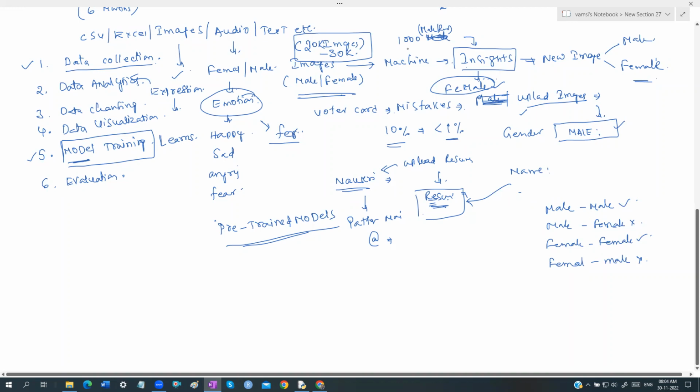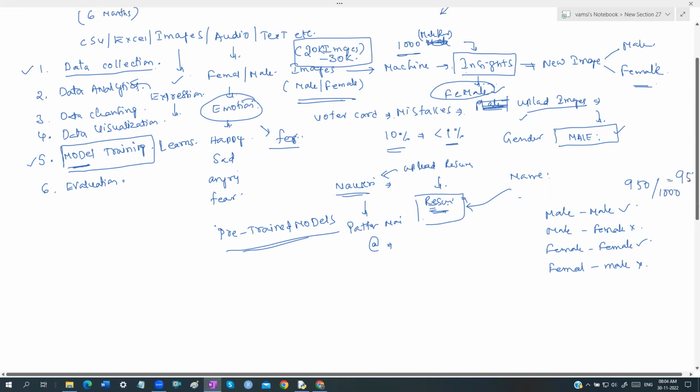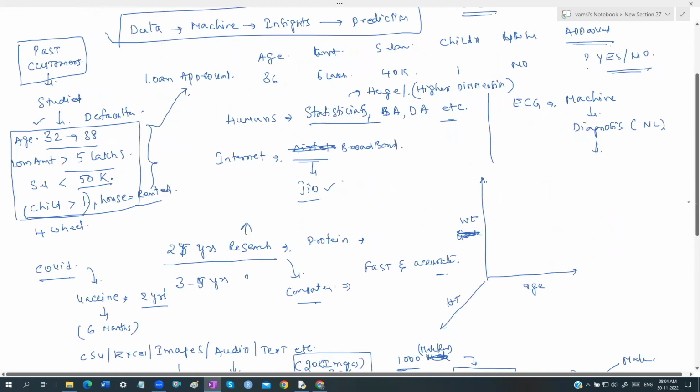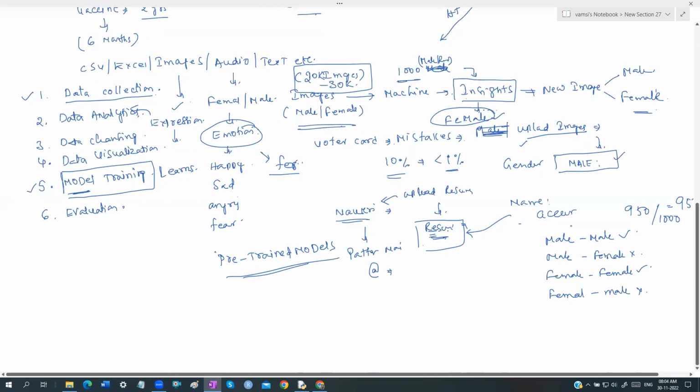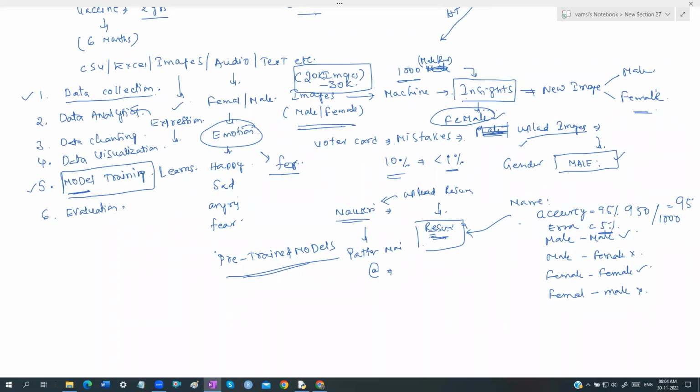For example, out of 1,000 images, say 950 images are predicted correctly. So 950 divided by 1,000, your score is 95%. That is what we call accuracy. Your accuracy is 95%, and the error is going to be 5%. Before giving it to the client, I'll say that 95% it works correctly, only 5% is going to go wrong. I cannot say 100% works correctly, unless you're confident that it is 100%.